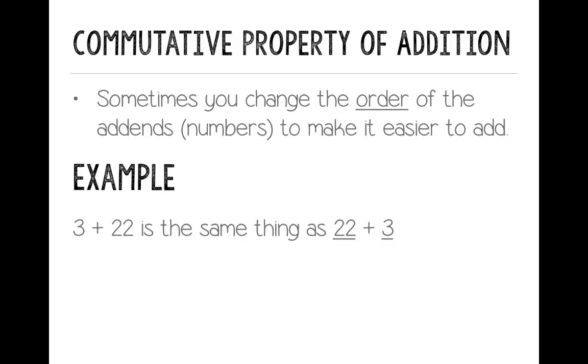So let's talk a minute about the commutative property of addition. Sometimes you might change the order of the addends or the numbers to make it easier to add. For example, 3 plus 22 is the same thing as 22 plus 3. And I might change the order here because for me, I like counting on when I do addition. And so instead of starting at 3 and then having to count on 4, 5, 6, 7, 8, 9, 10 until I've counted 22 more things, I can start at 22 and count on 3 more, 22, 23, 24, 25. And that's a faster way for me to get the answer.